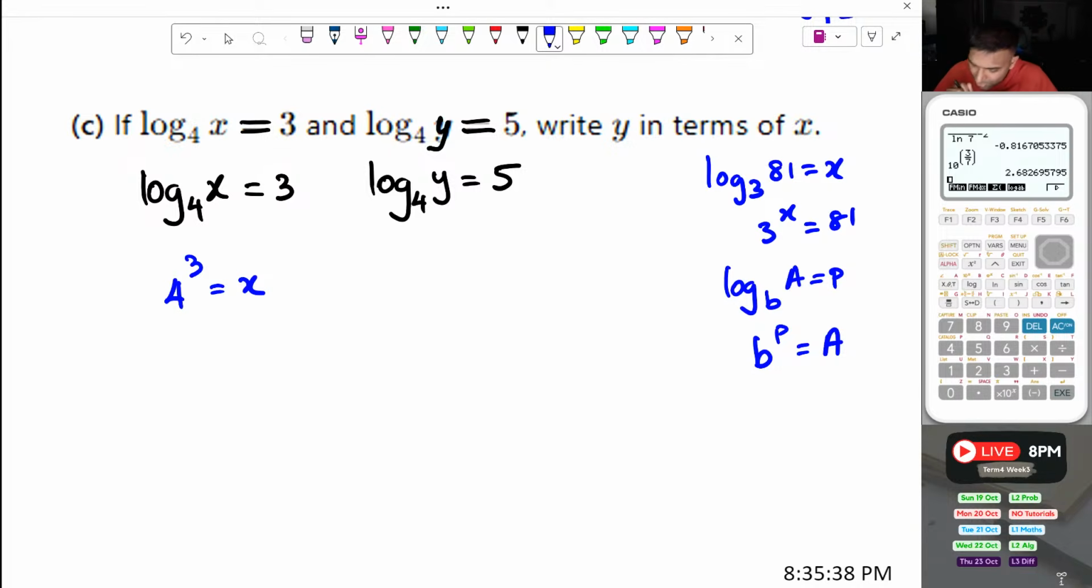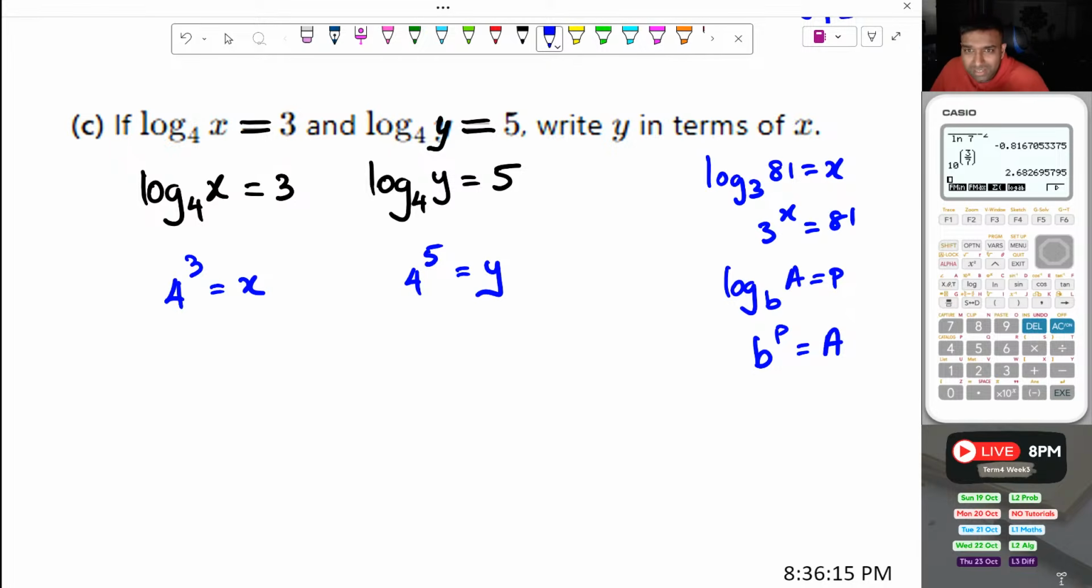I think I actually wrote this question wrong, guys, because I don't think this question actually works out. Let me just check. Oh, maybe it does work. Hang on. What did you guys get? Y equals 16x. Okay. The next thing is 4 to the power of 5 equals y. Let me know if you guys are all okay with what I've done so far. That's how we start the question.